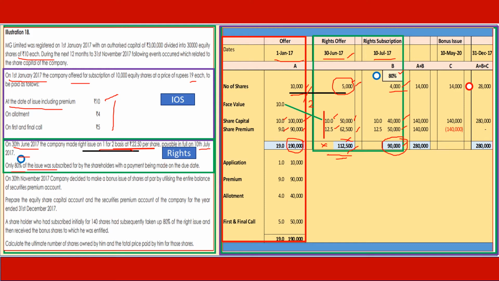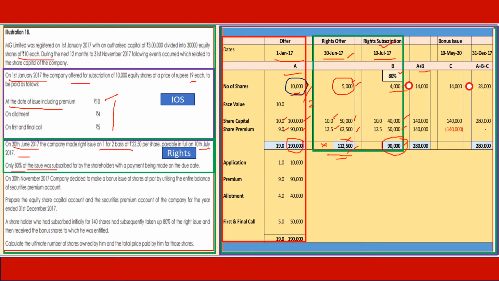For accounting records, what is relevant is what is subscribed and where money is received. 5,000 becomes 4,000 because only 80% is applied for. At the rate of 10, 40,000. At the rate of 12.5, 50,000 share premium. And we have collected an amount of 90,000 under rights issue. Now, once the rights issue is over, what do we do? Let us just go for A plus B. Initial offer, number of shares was 10,000.